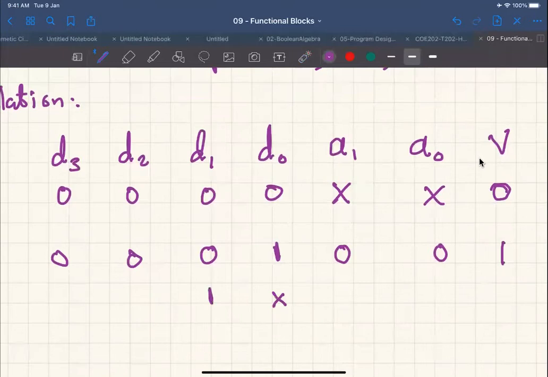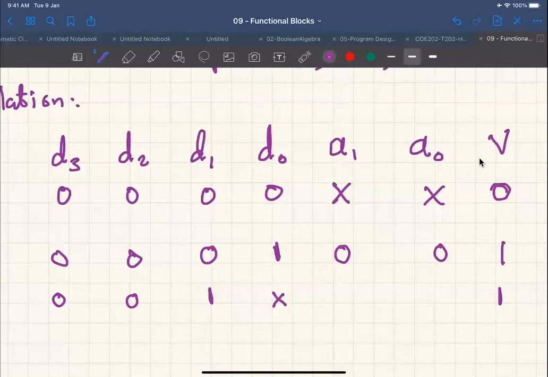Why did I put a don't care here? Because basically, if D1 is 1, then I don't care about D0. But in order for D1 to be of effect, I must have D2 0 and D3 0. Okay. So in this case, my output is going to be valid.